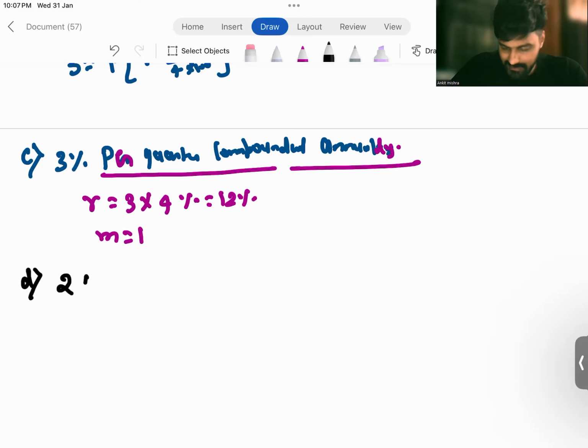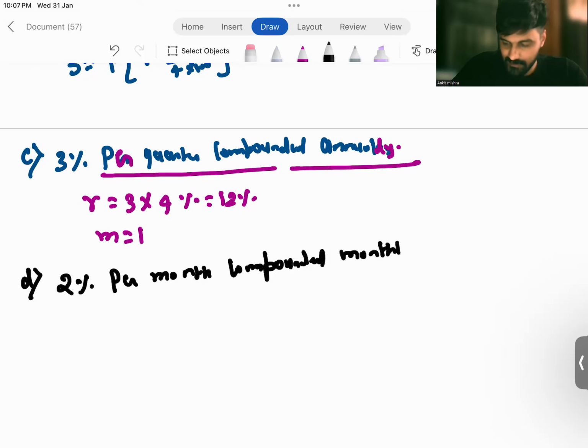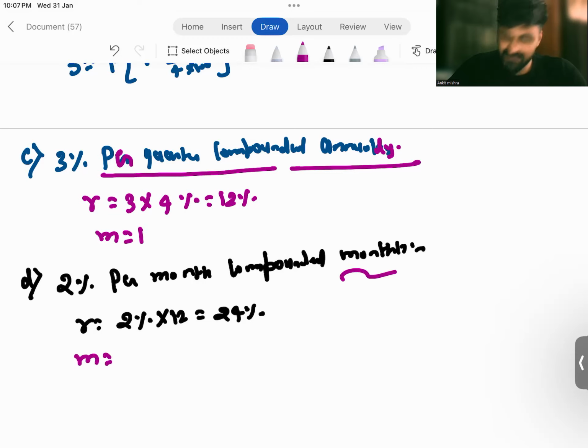Now, let's say they are giving you 2% per month compounded monthly. Here R will be 2% multiplied by 12, that is 24%. This is the thing that you need to understand. And obviously M equals 12, since it is compounded monthly, right? In this way, you will be able to calculate.